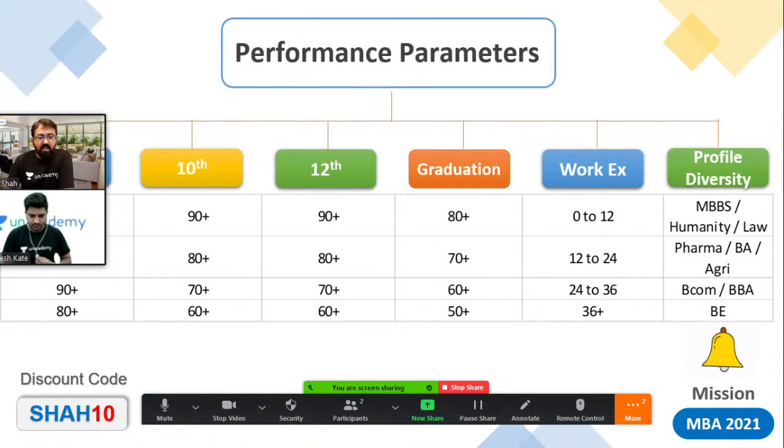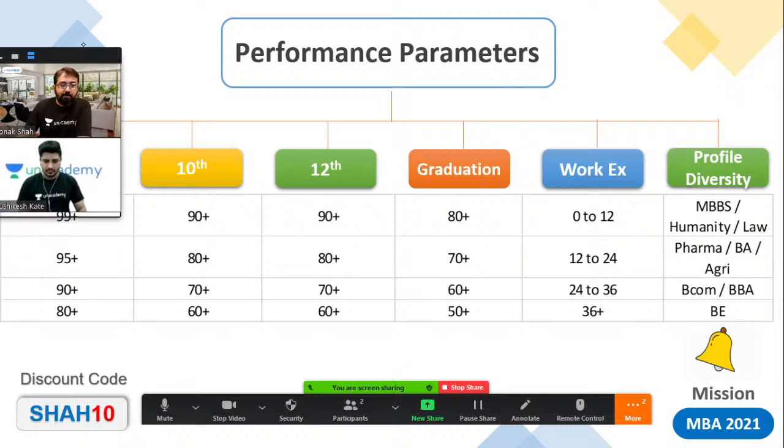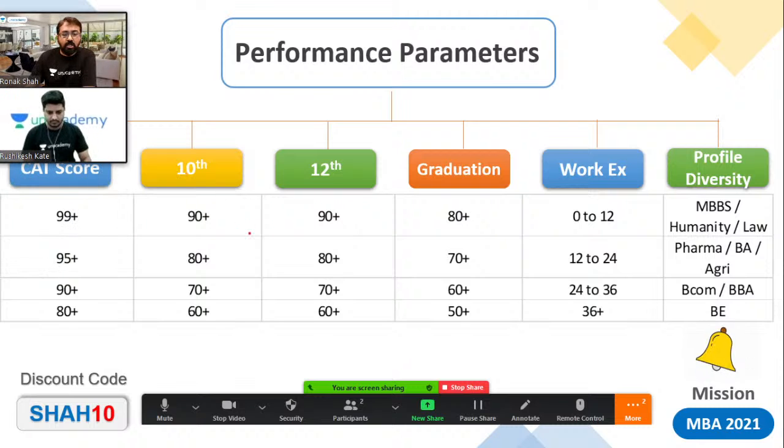Okay, then guys, just one more thing. What are the performance indicators? I always mention this. Before we go ahead with XAT 2021 live analysis, let me quickly tell you that you can be an A grade student or B grade student, C or D. These are the four categories based on your profile, right?